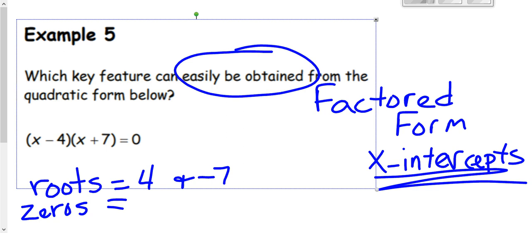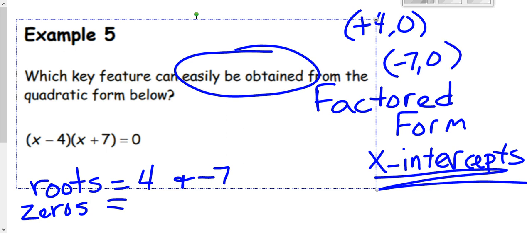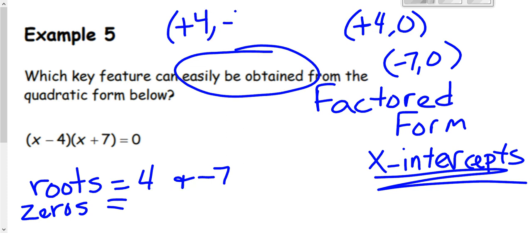Remember, these are two actual separate points. They are +4, 0. That's why they're the zeros. I'm sorry, that's +4. Whew, +4, 0, and -7, 0. Okay, those are two separate points. So please, please do not write them as +4, -7. That's a no-no. Remember we're looking for two separate points.